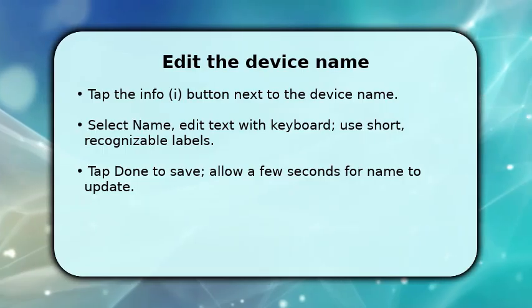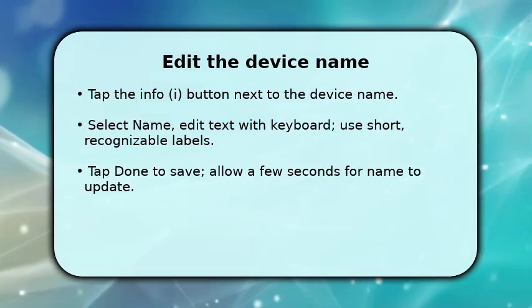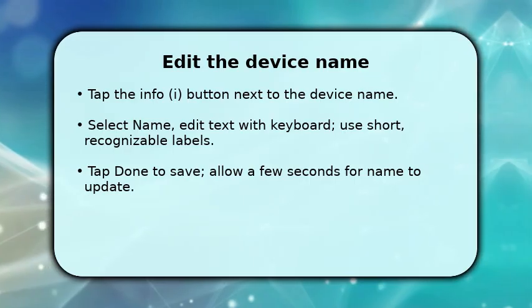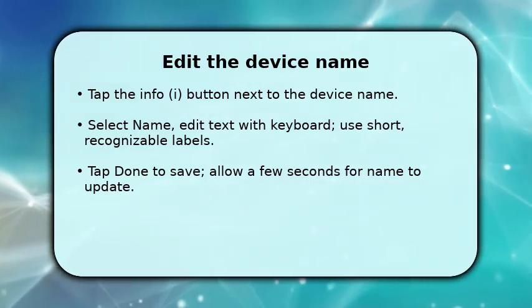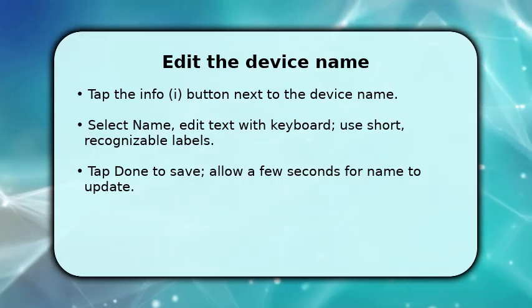Tap the info icon, then tap Name to make the field editable. The keyboard appears so you can type a new label. Use a concise name so it's easy to spot in lists. Special characters work, but keep it short. After typing, tap Done to save.